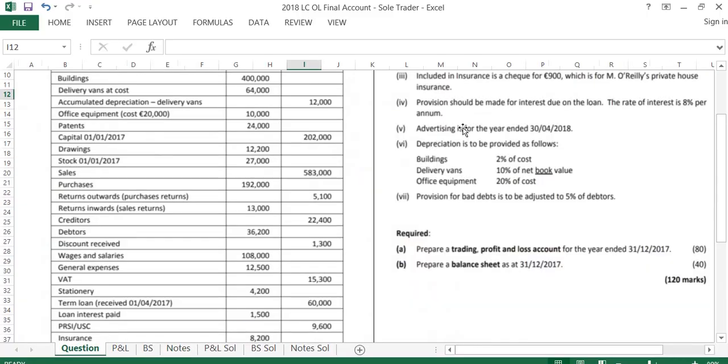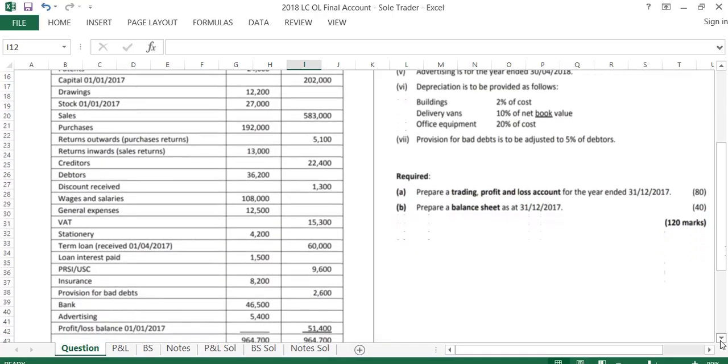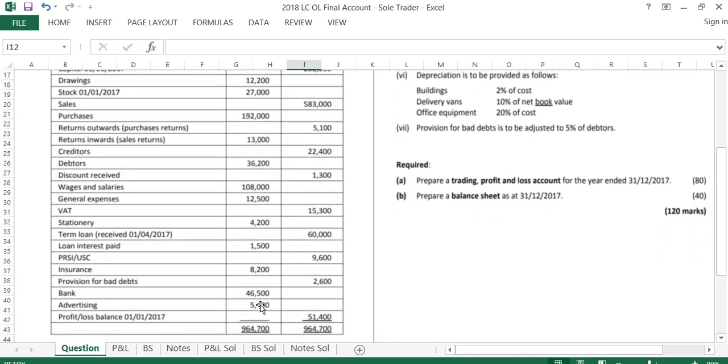Note 5 says advertising is for the year end at 30th of 4th 2018. So 4 months of advertising is for next year, so we have advertising prepaid of 4 months. If I go back to my trial balance and I find advertising, advertising here is 5,400, but 4 months of that is for next year.